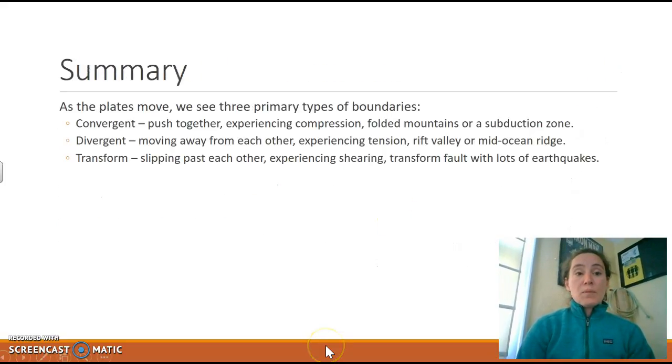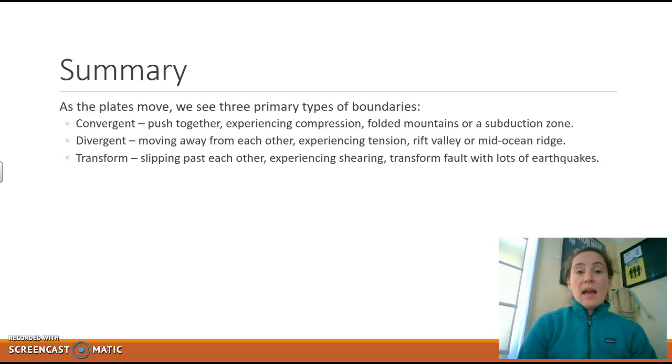Okay, so summary here, quick video. As the plates move, we see three primary types of boundaries. The convergent boundaries are pushing together. They're experiencing compression, and this gives us folded mountains or a subduction zone. Divergent, they're moving away from each other. They're experiencing tension, and this is going to give us a rift valley or mid-ocean ridge. And transform boundaries, this is where the plates are slipping past each other, experiencing shearing, gives you a transform fault and lots of earthquake activity.